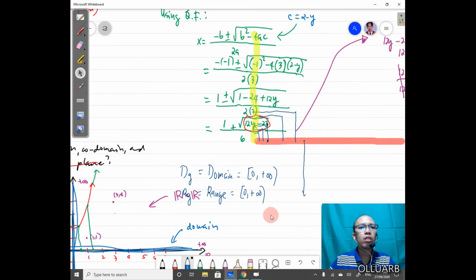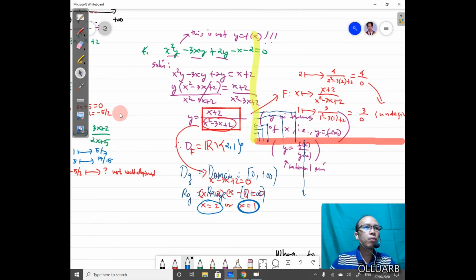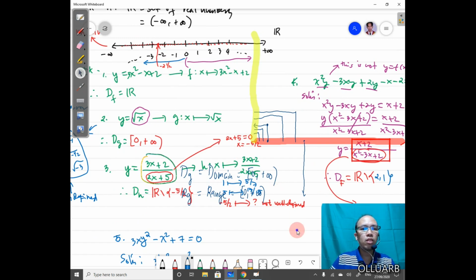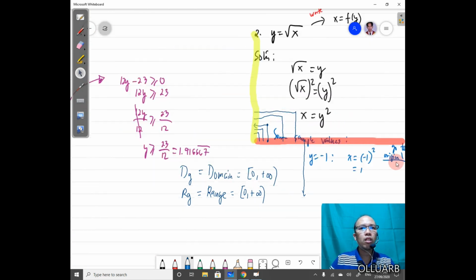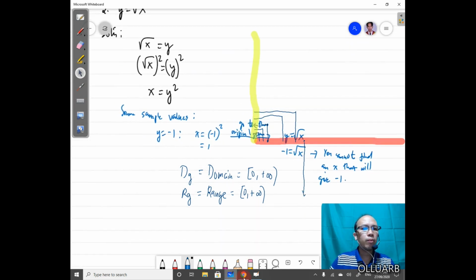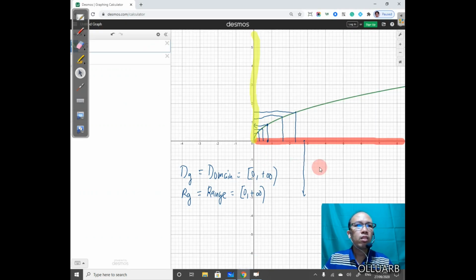Sorry, where is problem number 2? G. Okay, we use the notation G, therefore our notation is this one, d sub g, the domain, and the range.